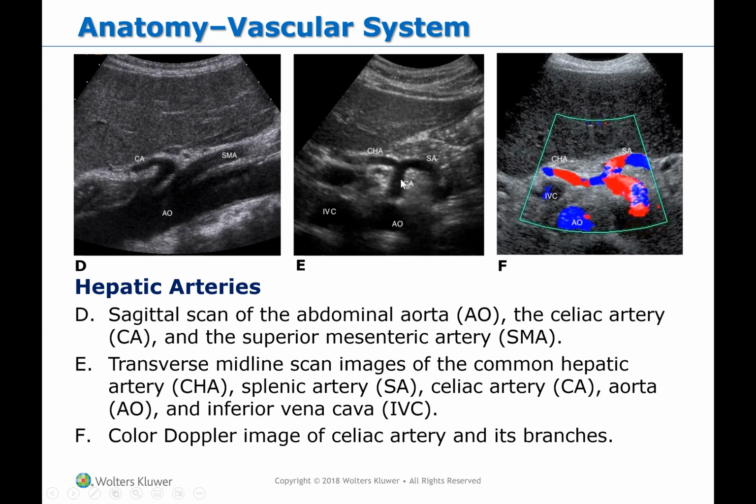There's the common hepatic artery there. There's a splenic artery coming off of the celiac artery. And then this is an image of kind of the same as E. F is just with color. So you can see how the common hepatic artery is starting to go into the liver.